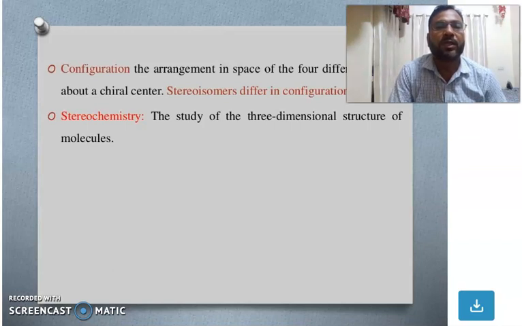So what is the configuration? The arrangement in space of four different groups about a chiral center. Stereoisomers differ in configuration. Now, stereochemistry is the study of the three-dimensional structure of molecules. This is the main concept here.